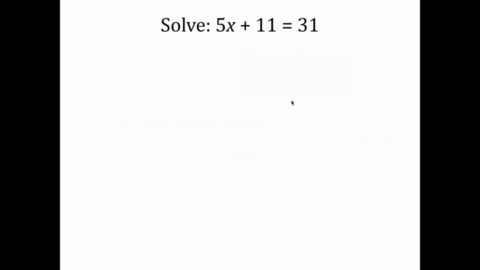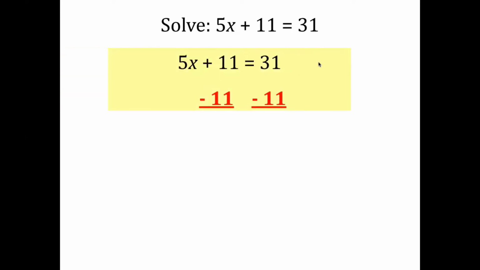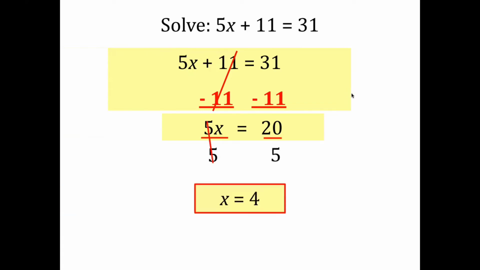Let's go ahead and solve 5x plus 11 equals 31. Very similar to the previous problem. You're first going to undo the addition of 11 by subtracting 11 from both sides. 11 will cancel out, and 31 minus 11 equals 20. 5x equals 20 is your simplified equation. And now you can go ahead and undo your multiplication of 5 by dividing both sides by 5. Your 5 cancels out, and you're left with x equals 4.